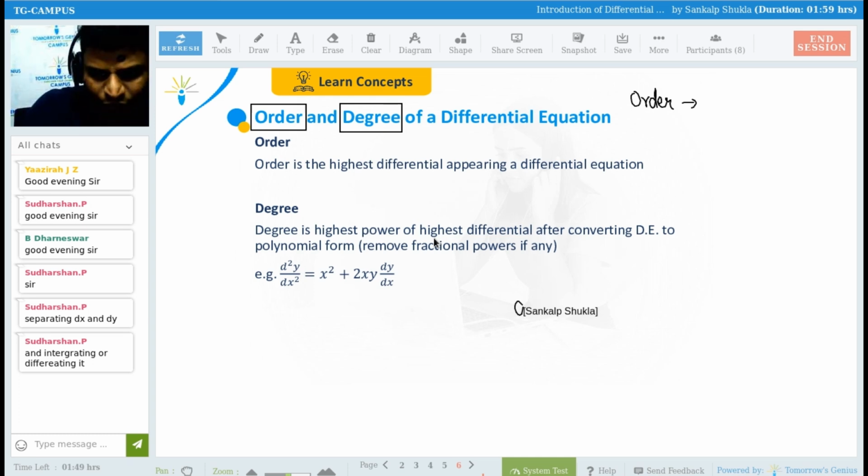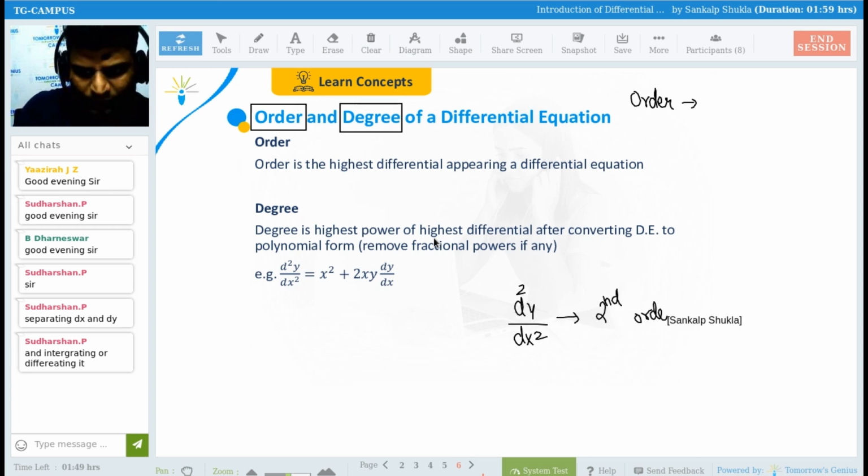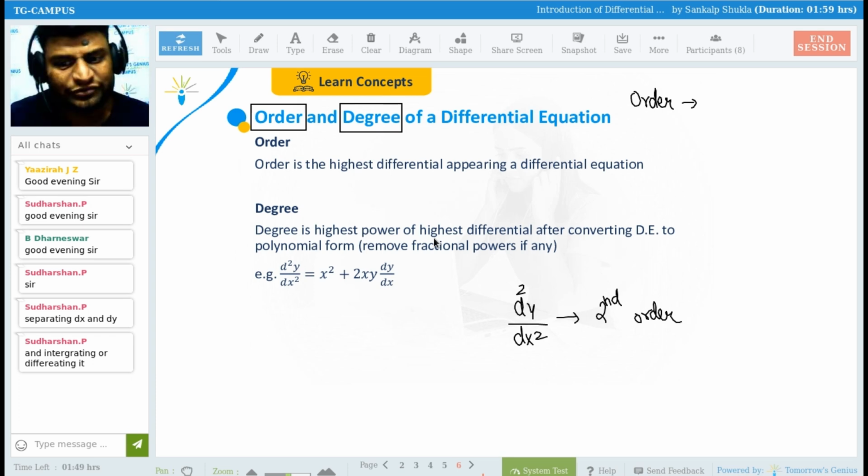For example, if I just ask you d2y by dx2, can you please tell me what is its order? This is second order. Yes, if I'm talking about d2y by dx2, then it is second order. So if this is the main variable, that means the equation will have its order as 2.